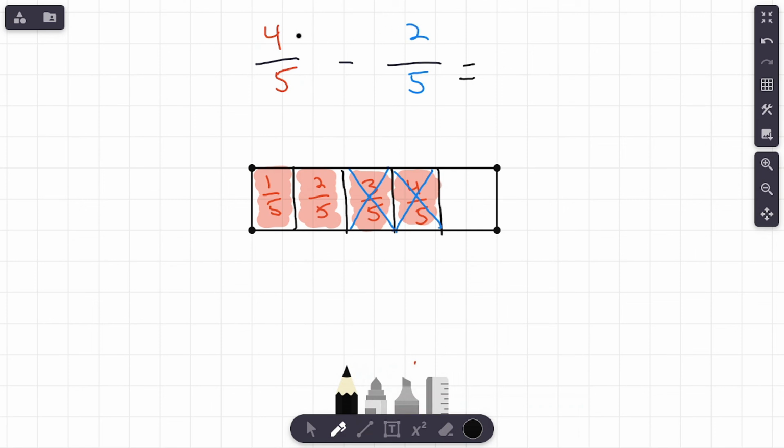4 minus 2, remember we subtract the numerators. 4 minus 2 is 2. Do we subtract the denominators? Trick question. Don't let it mess you up. Do not subtract the denominators. Don't be writing 0 up here. 5 minus 5, they do not get subtracted. Denominator stays the same. Does this match our model? Let's look. 1/5, 2/5. Boom, there it is.